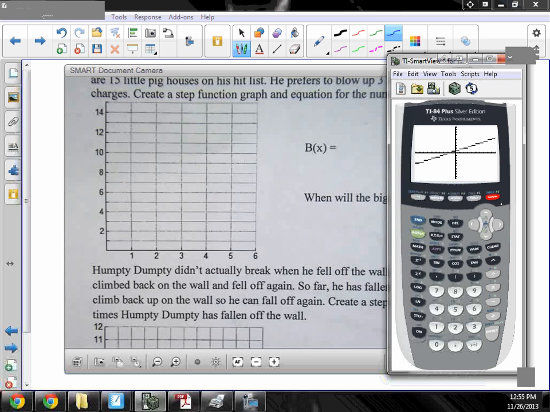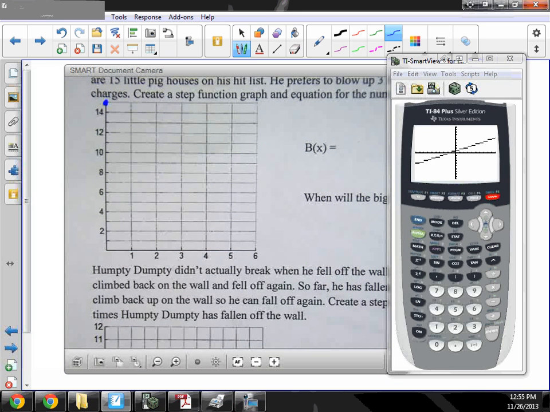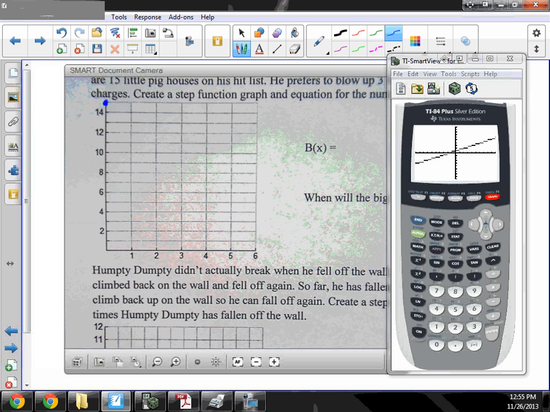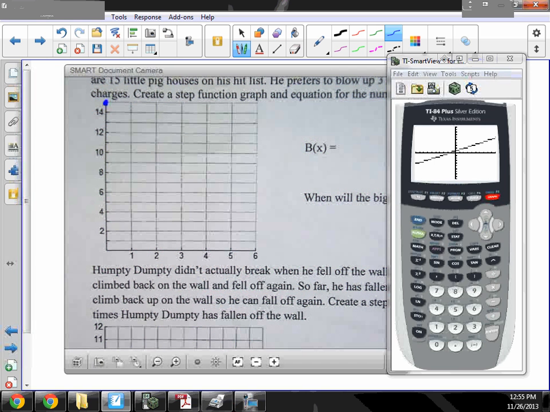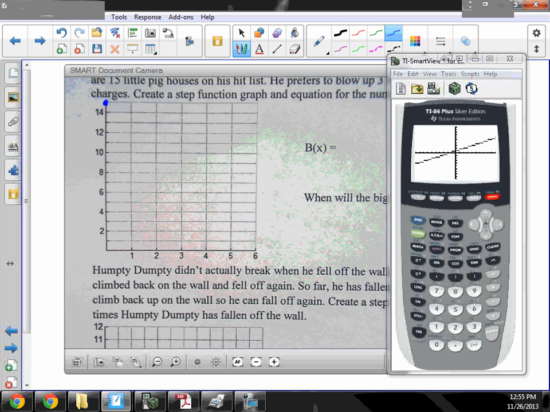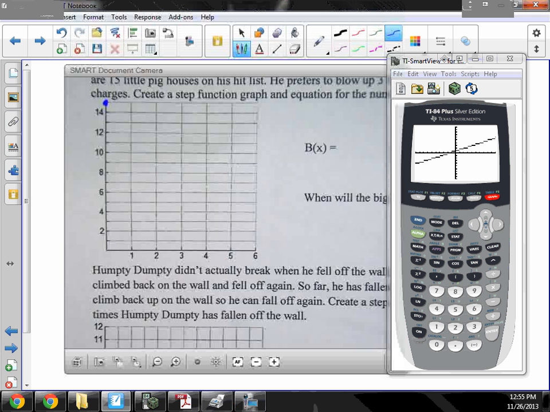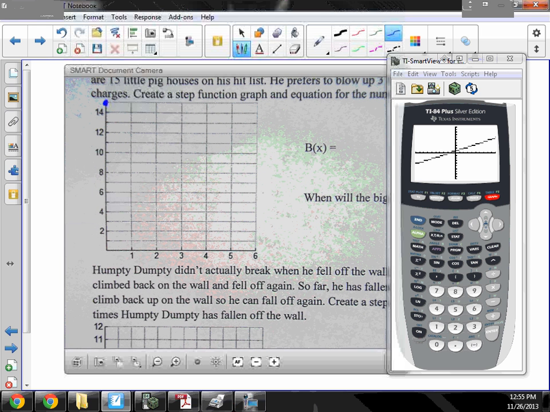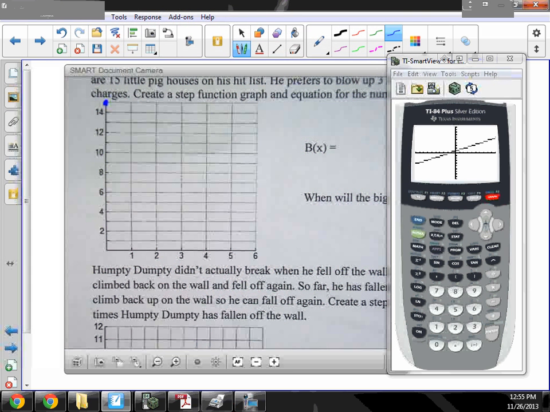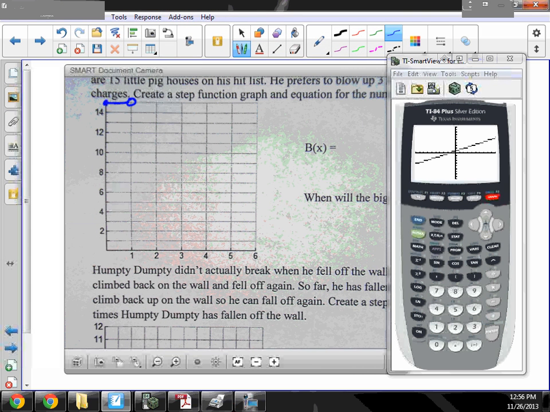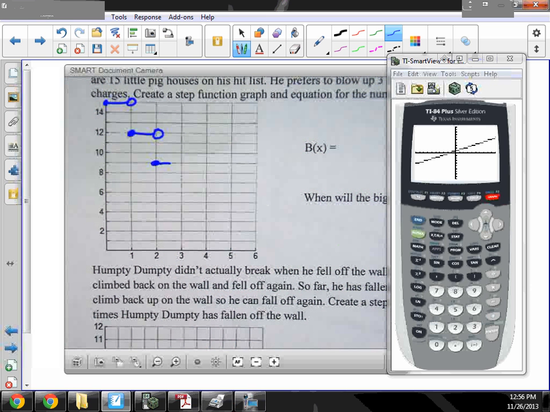Okay? And we need to decide, is this step function going to have long sections or short sections? Is he going to do 1 at a time, or is he doing 3 at a time? 3 at a time. How do you know? It specifically said 3 at a time. Okay? Instead of blowing up 1 every 20 minutes, he's blowing up 3 an hour, which is the same rate, but it changes the graph. So I'm going to go over here, there, there.